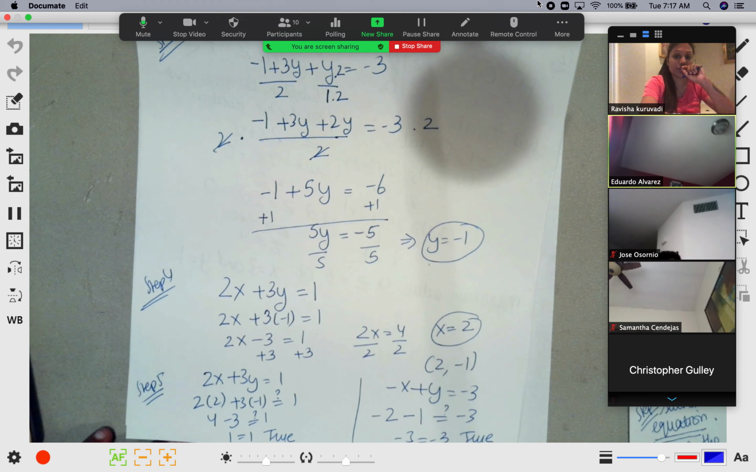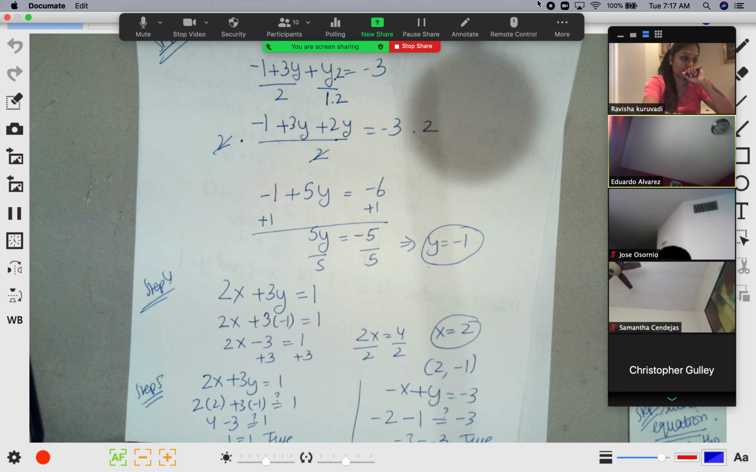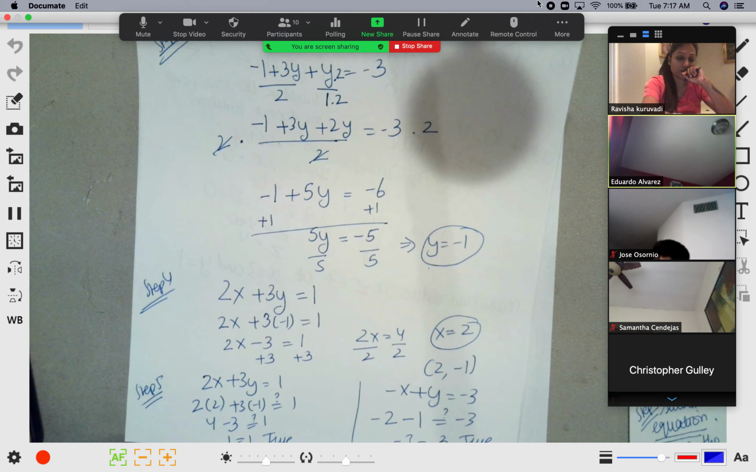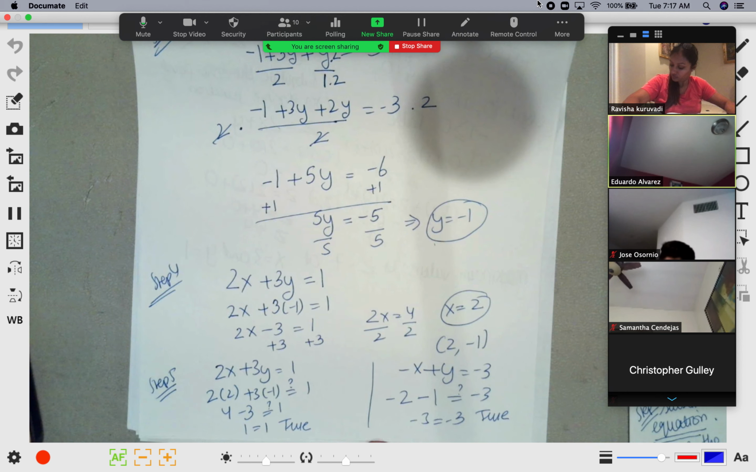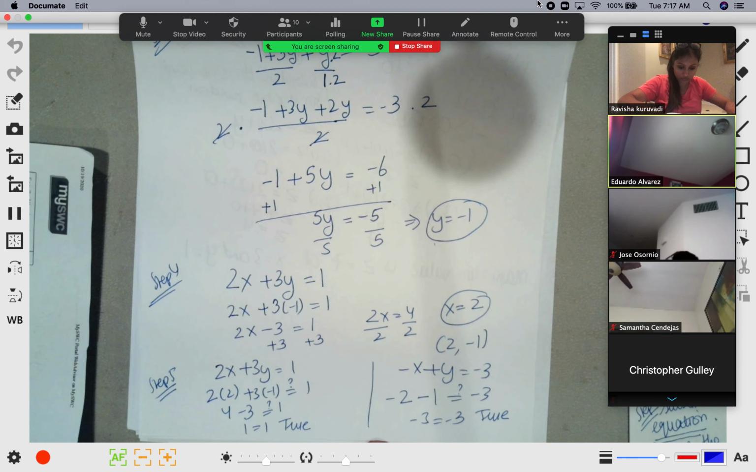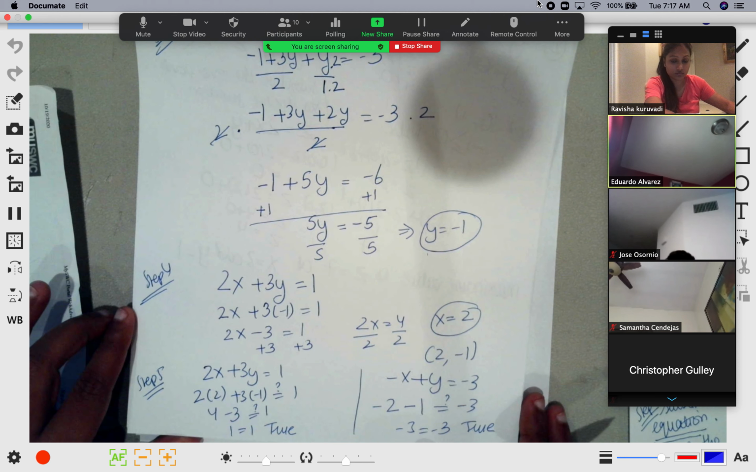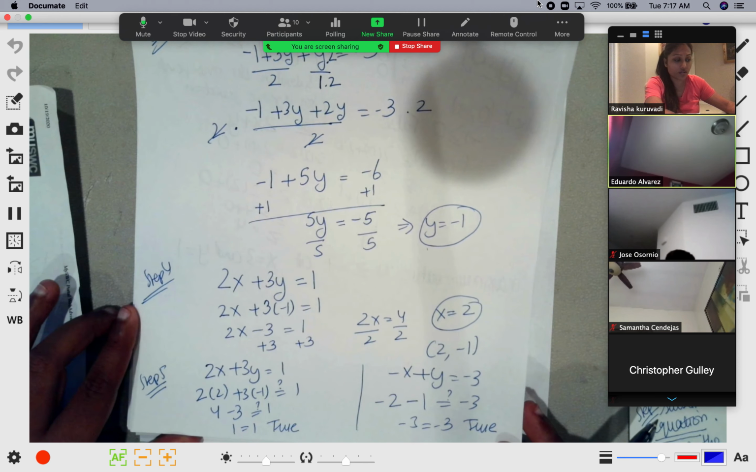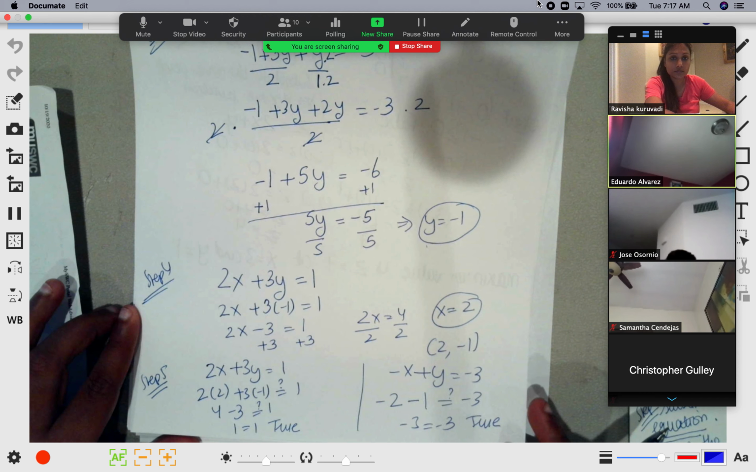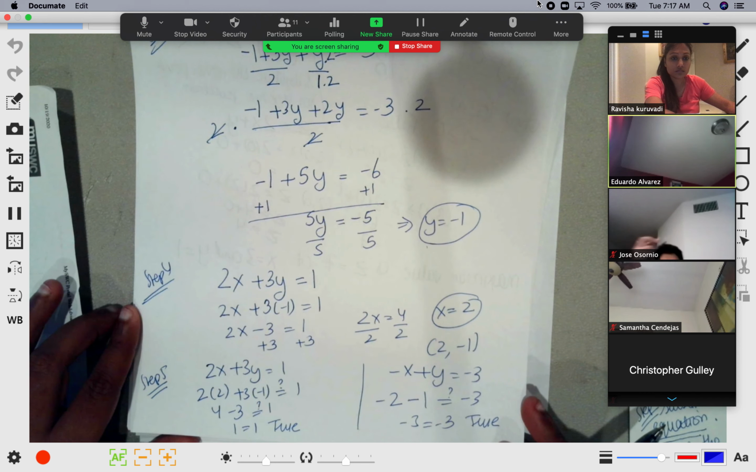Anyone has any questions with this method here? Substitution. Okay, we'll do one more problem on this. Is anyone still copying or everyone done? Everybody done.